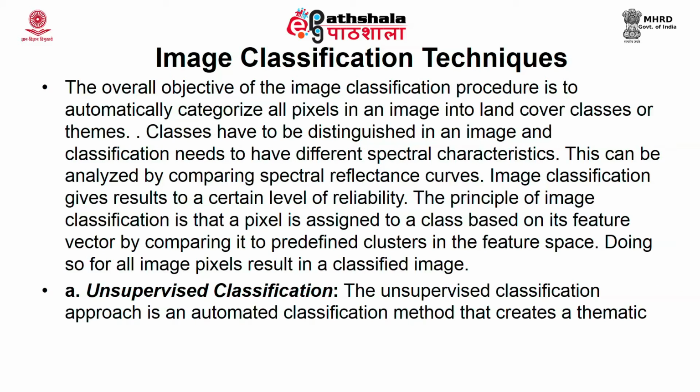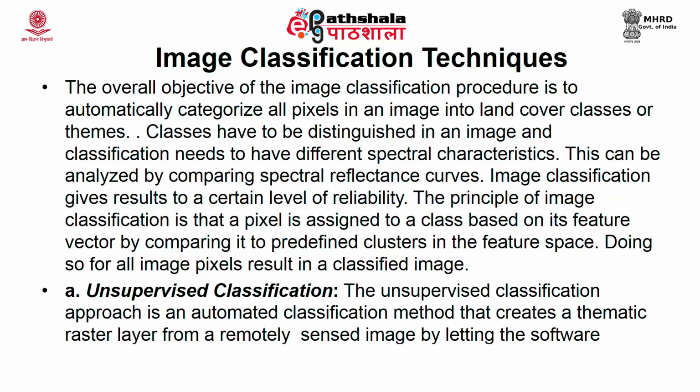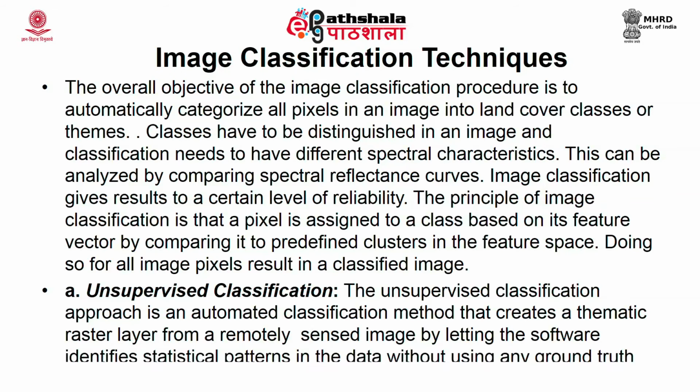The principle of image classification is that a pixel is assigned to a class based on the feature vector by comparing it to predefined clusters in the feature space. So, accordingly there are two types of classification techniques, unsupervised and supervised. Unsupervised classification is an automated classification method that creates a thematic raster layer from a remotely sensed image by letting the software identify the statistical patterns in the data without using any ground truth data.